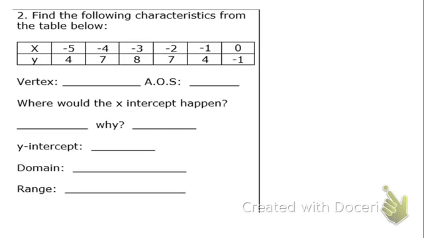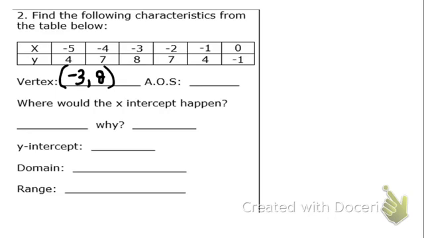Alright, number 2. What are the characteristics from the table below? To find your vertex, you need to look at your y's, and you need to find when it starts repeating. If you notice in the y values, this 8 does not repeat. So it's right in the middle between these two numbers repeating. Okay? So our vertex is -3, 8.